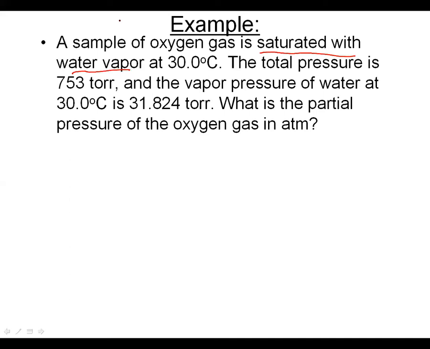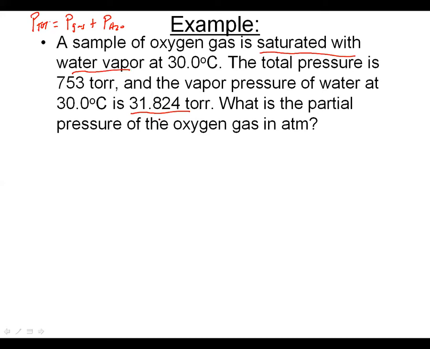Again, the total pressure is going to equal the pressure of our gas plus the pressure of water at that particular temperature. In this particular case, they gave us the total pressure, which is 753, and they gave us the vapor pressure of water at 30 degrees Celsius, which is 31.824. The temperature in this case is not needed for the calculation. It's really just needed for you, if they did not give you this number, so that you could go to the table and know you should look it up at 30 degrees Celsius. So really, this is just a subtraction problem.